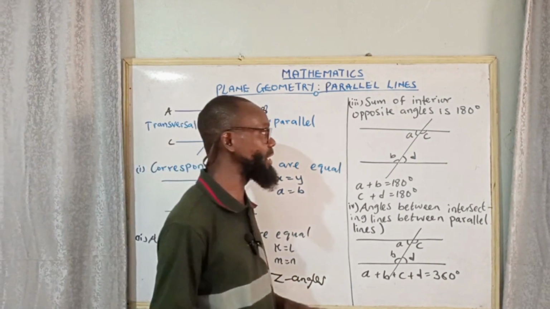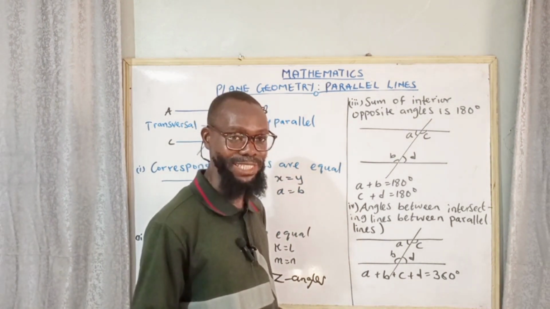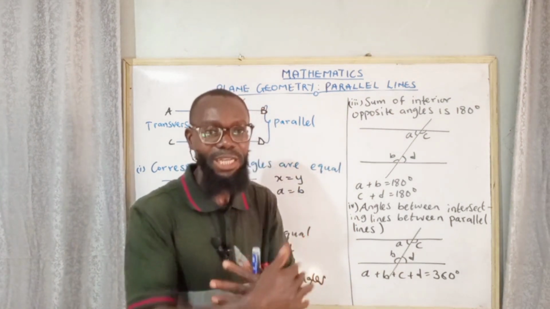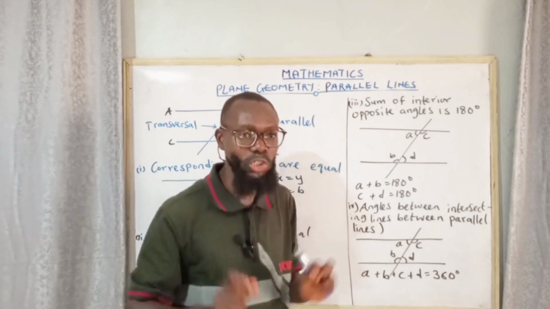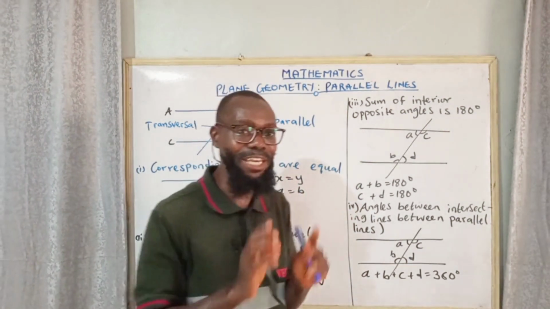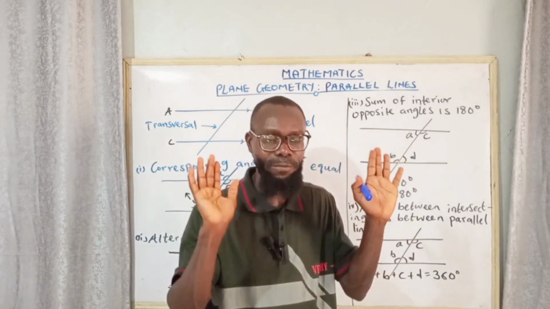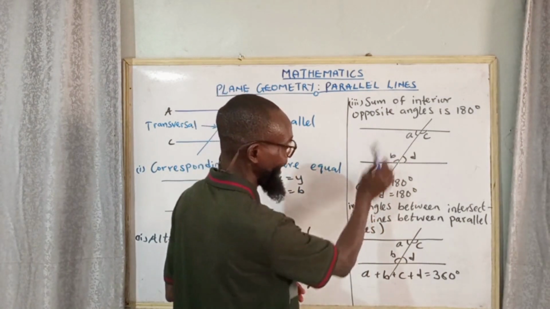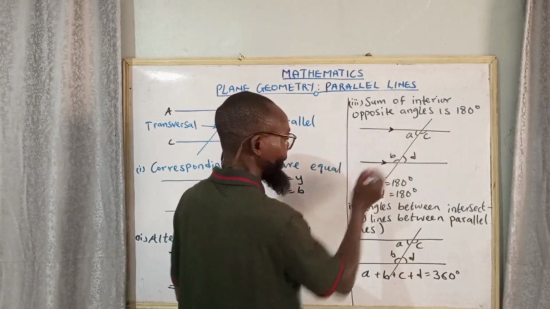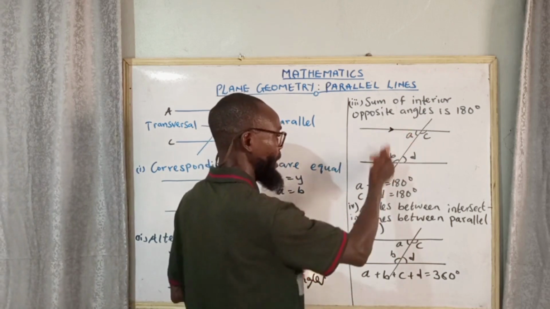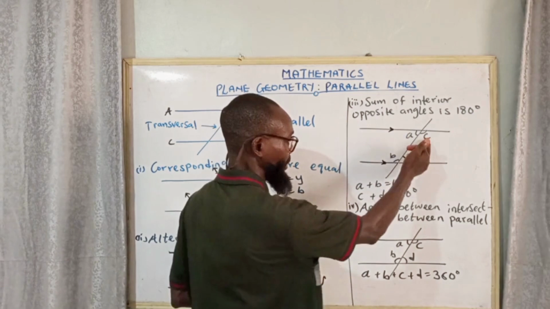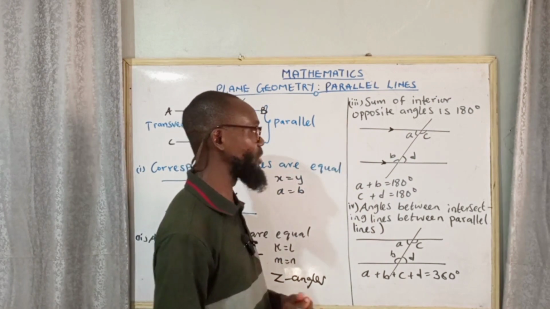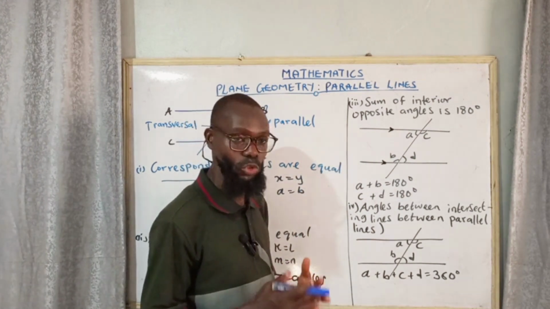Number three, sum of interior opposite angles is 180 degrees. Interior means inside, meaning angles that are inside, when you sum them together, they will equal 180 degrees. And mind you, those angles that we are going to sum to 180 degrees must not be more than two angles. Look at this. Angle A plus B, they are inside these parallel lines. So when you sum up A and B, it will equal 180 degrees. When you sum up C and D, it will be equal to 180 degrees. So that is what we say: sum of interior opposite angles is equal to 180 degrees.